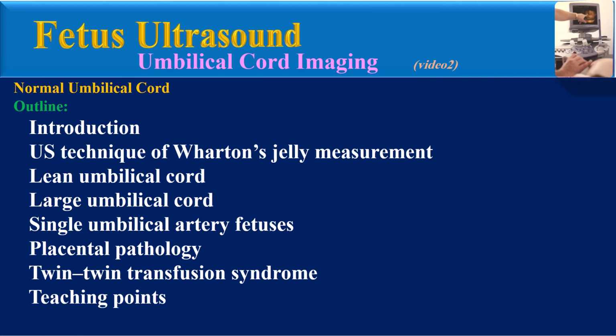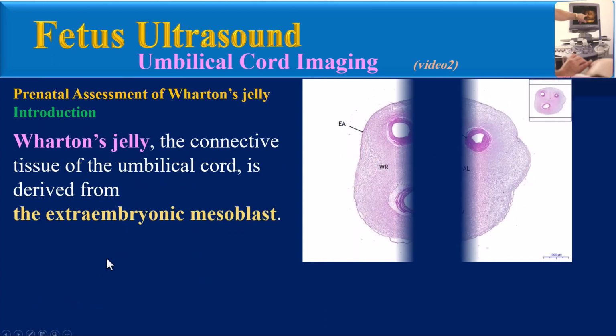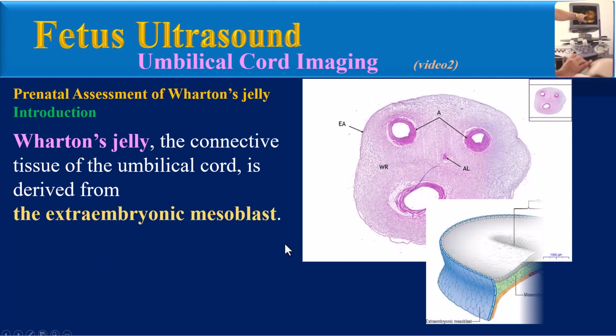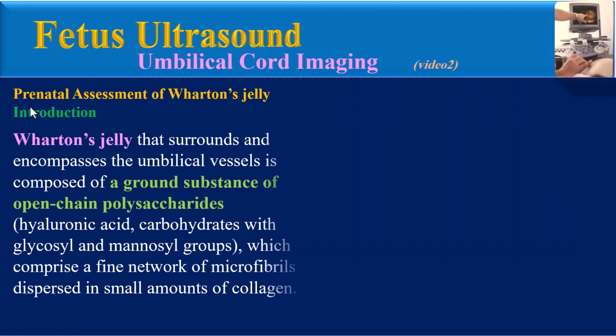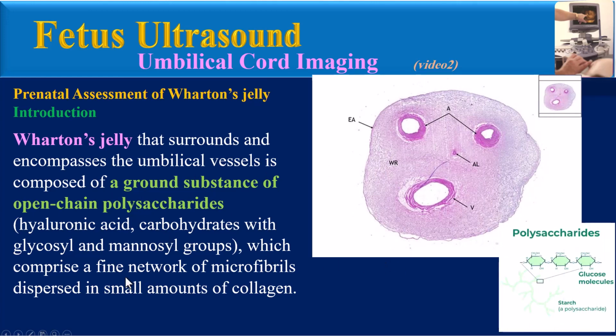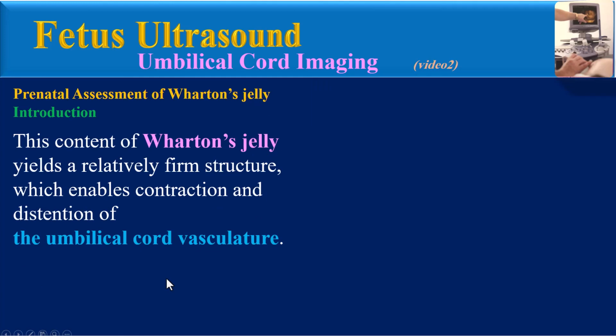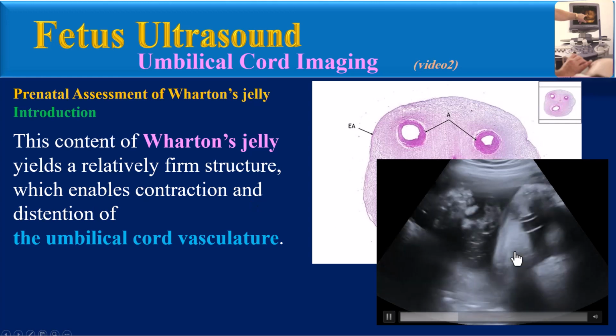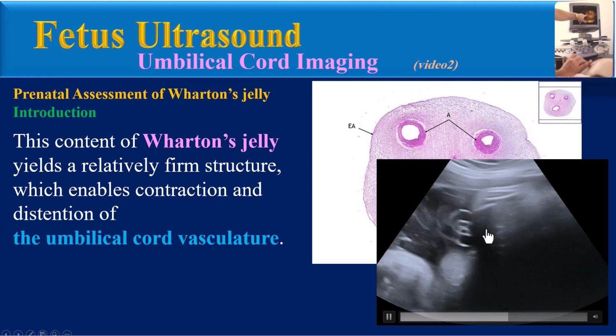At first, introduction. Wharton jelly, or the connective tissue of the umbilical cord, is derived from the extraembryonic mesoblast. Wharton jelly that surrounds and encompasses the umbilical vessels is composed of a ground substance of open-chain polysaccharides, which comprise a fine network of microfibrils dispersed in a small amount of collagen. These contents of Wharton jelly yield a relatively firm structure which enables contraction and distension of the umbilical cord vasculature.